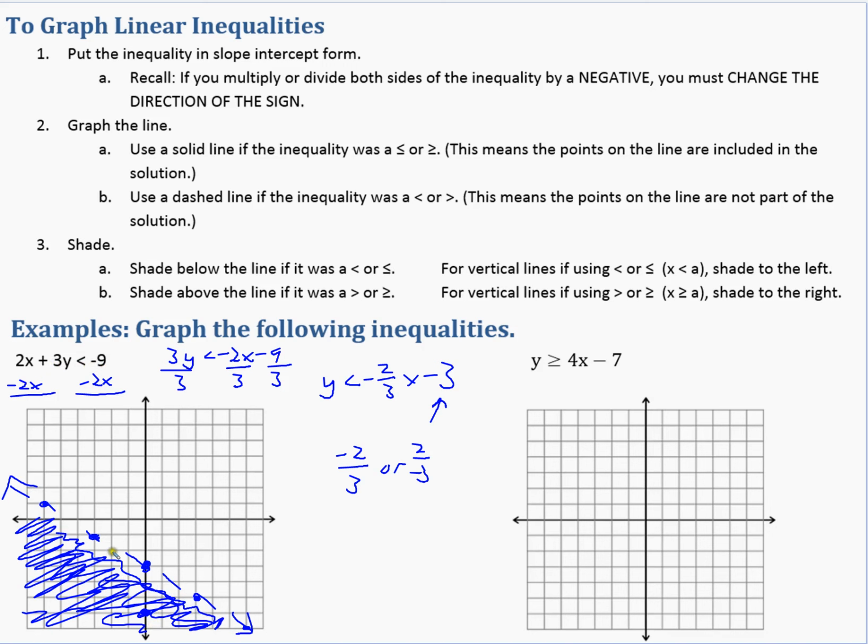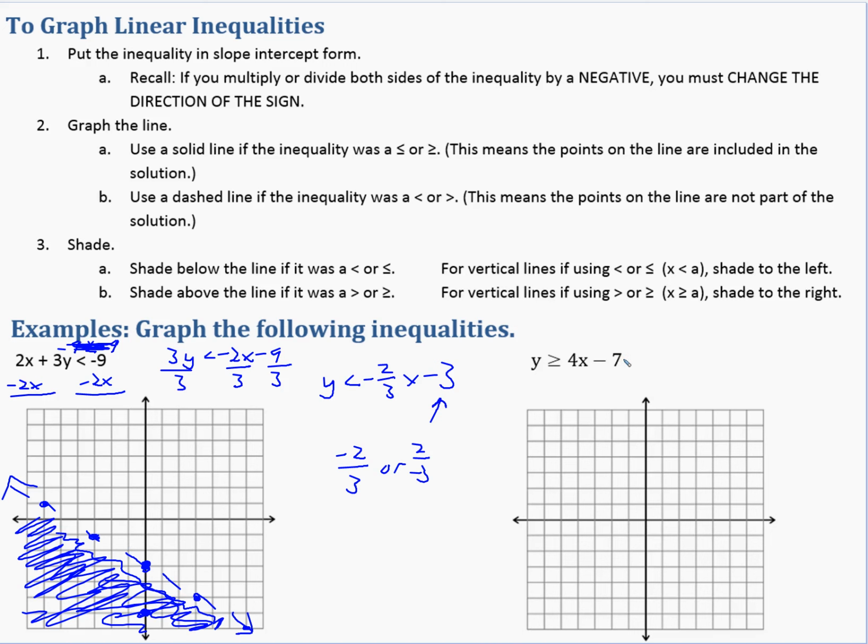The points along this dashed line do not work. So if we picked this point right here, 0, -3, we would have 3 times -3, and we would have -9 is less than -9, which is not a true statement. And that's why we have a dashed line.